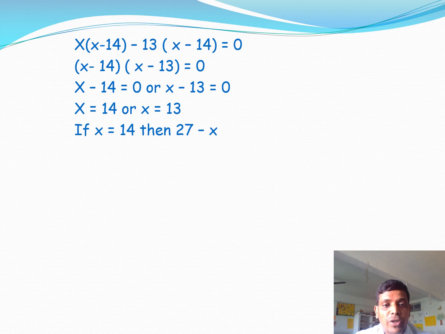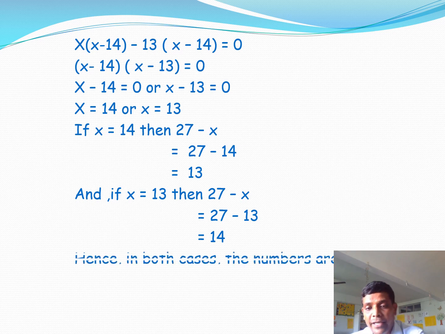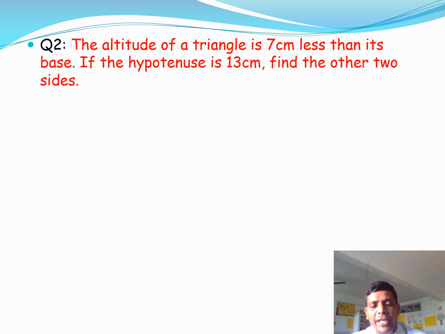If x equals 14, what is the other number? 27 minus x, so 27 minus 14 equals 13. And next, if x equals 13, then the other number is 27 minus 13, which equals 14. Hence, in both cases, the numbers are 14 and 13.